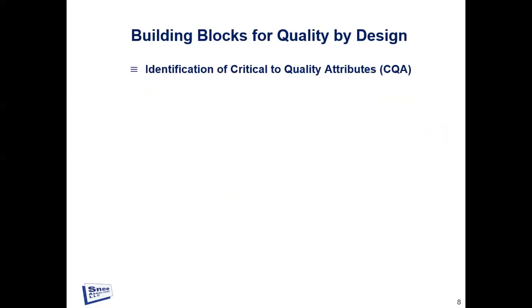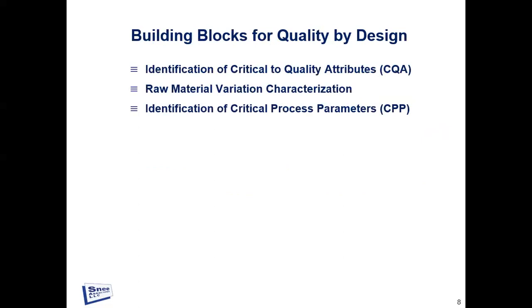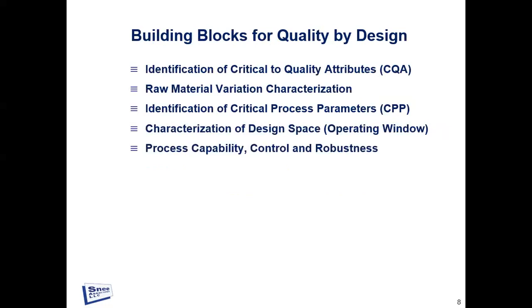Here are the building blocks of quality by design. First, it's the identification of the critical to quality attributes of the product. It's about raw material variation and characterization, and characterizing the variation. A lot of people don't pay enough attention to raw material variation. It's about identifying critical process parameters, which we call CPPs. It's a characterization of the design space or operating window where we're going to operate the process. It's about process capability, control, and robustness. And it's also about analytical method or test method capability, control, and robustness.